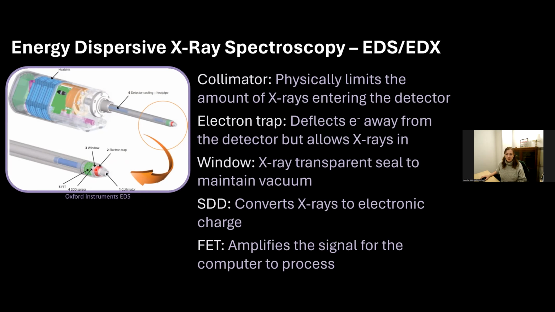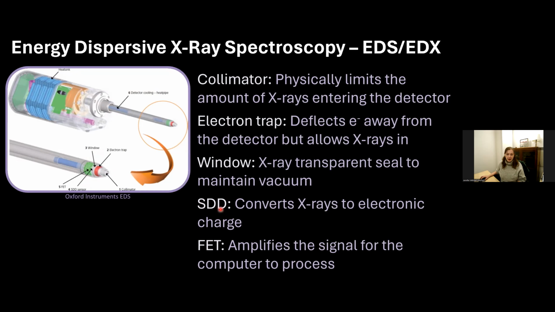Then there's a little window. This is X-ray transparent, so our X-rays can get through, but this is what maintains the vacuum inside your instrument. If we didn't have this, this would end up being open to atmosphere, and you wouldn't really be able to do anything. The most important part, probably, is this SDD.